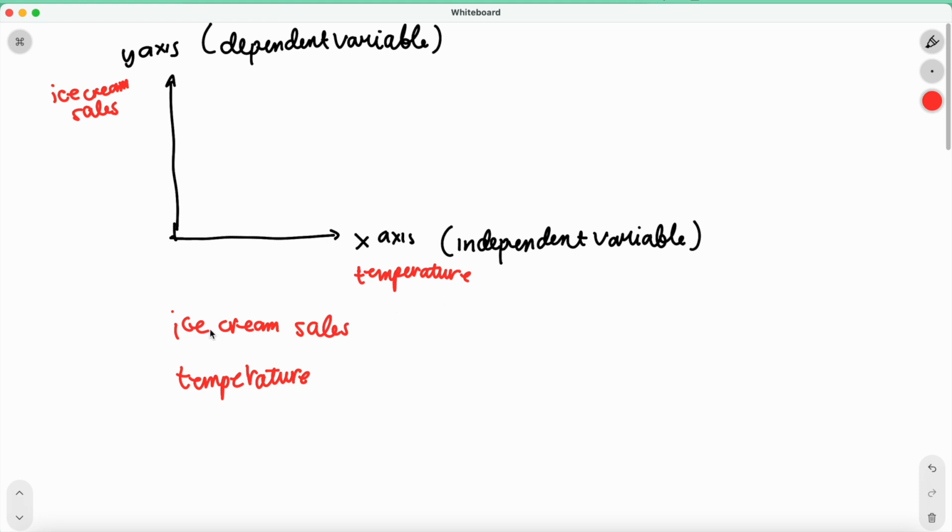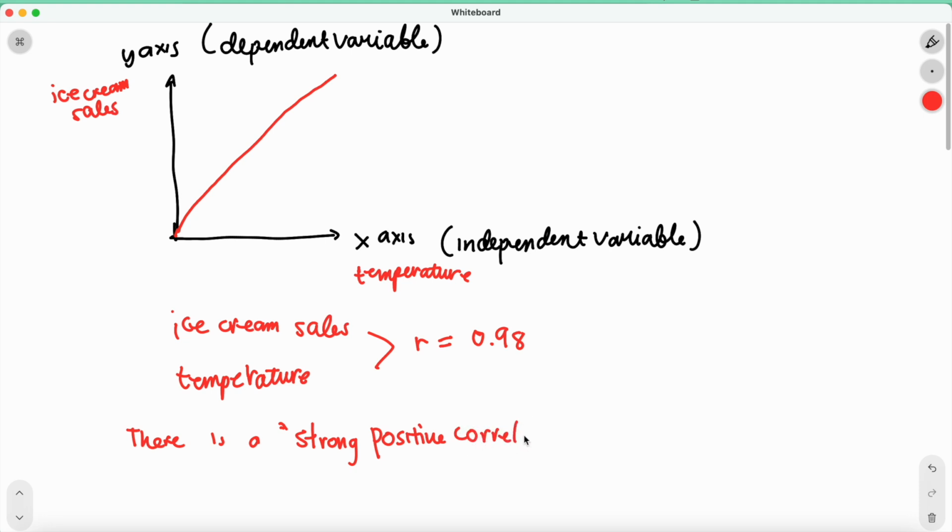Okay? What if I say that these two have an r coefficient of 0.98. So that is a linear strong positive correlation, right? You can say that as x increases, as the temperature increases, the ice cream sales or the y also increases at r equals 0.98. So how do you interpret that? You can say that there is a strong positive correlation between what? The temperature and the ice cream sales.